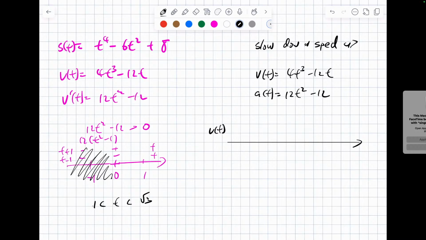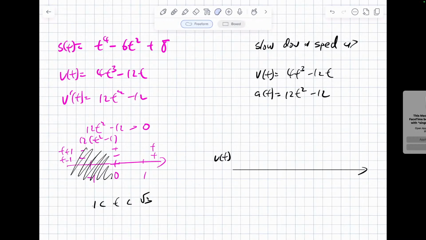And so for v of t, you have to do a number line. Before I do the number line, what do I have to figure out? I have to figure out what the endpoint is. So it'll be 4t times t squared minus 3. Is that okay? We start at 0. We don't worry about before 0.